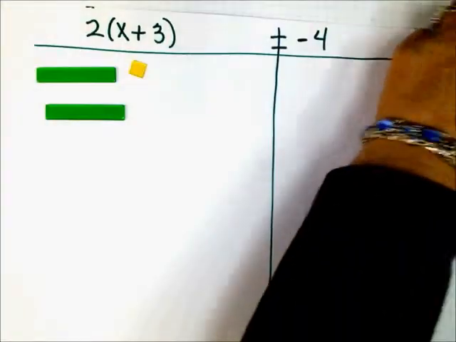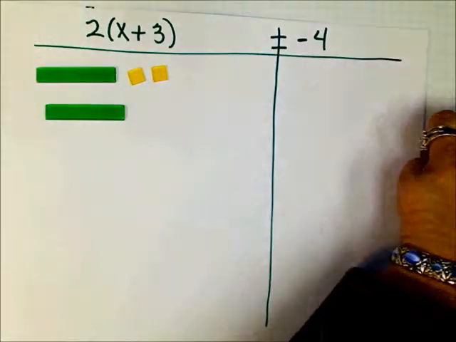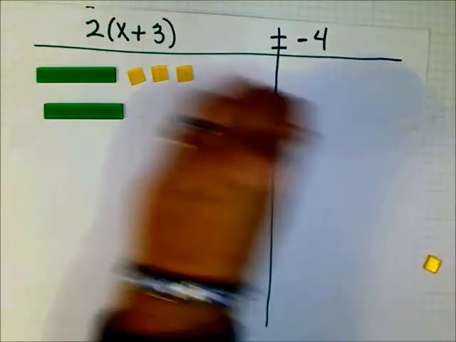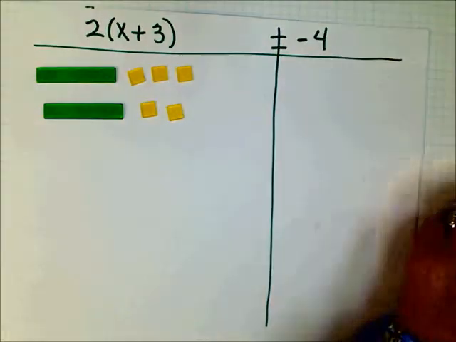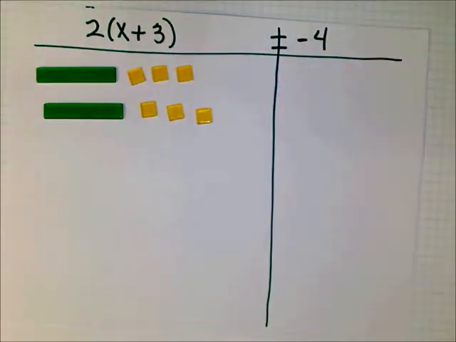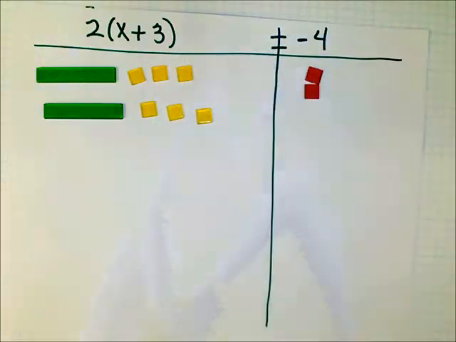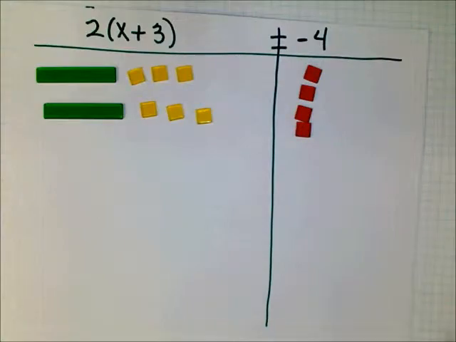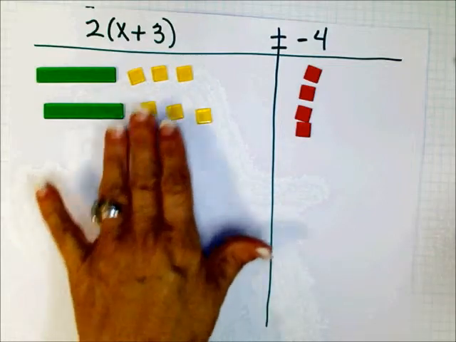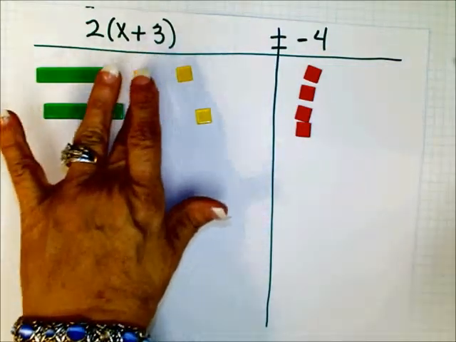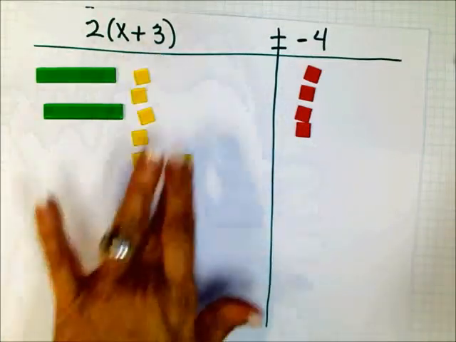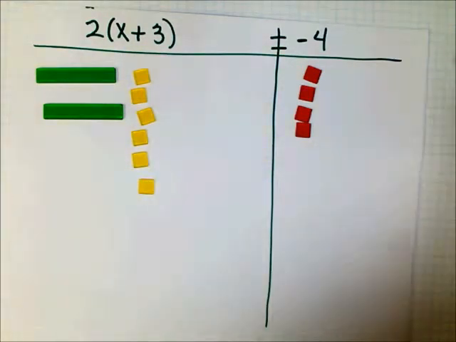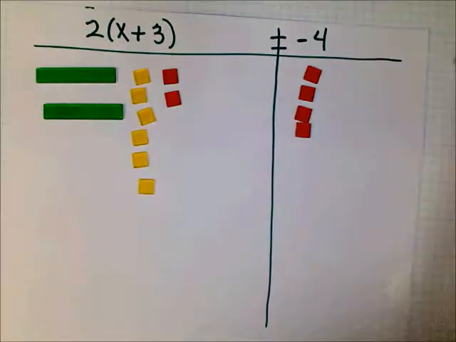So here's a row of x plus 3. And here's a second row of x plus 3. Alright, and on the right hand side, I have to model negative 4. Alright, now, in order to solve our equation, we have to make zero pairs with our positive squares that we have. So we need to place 6 negative squares there.